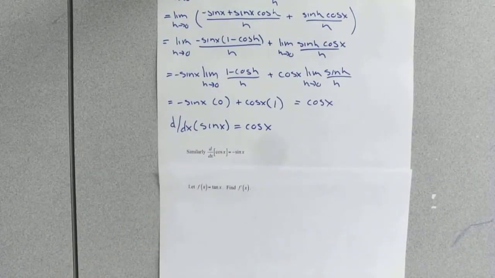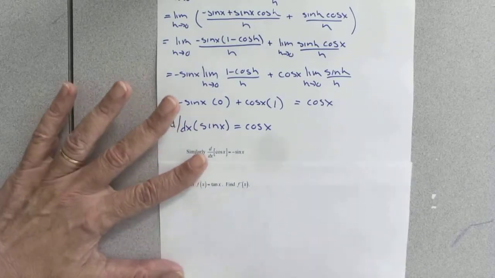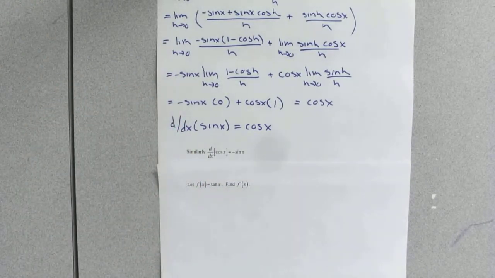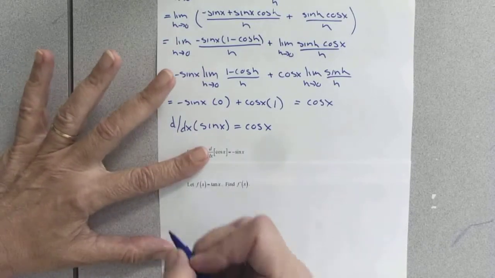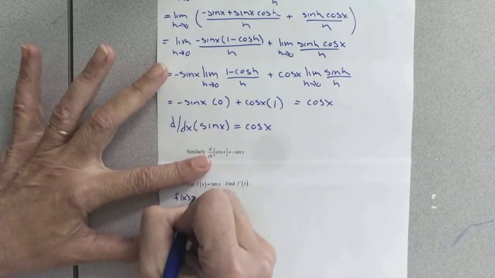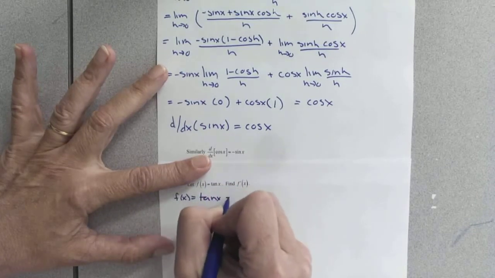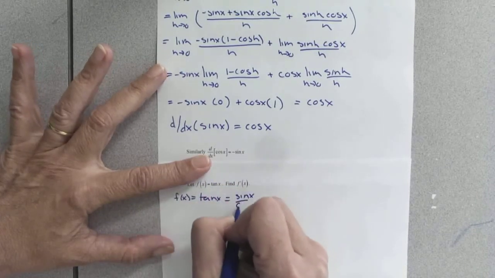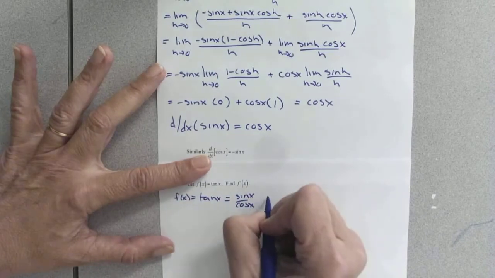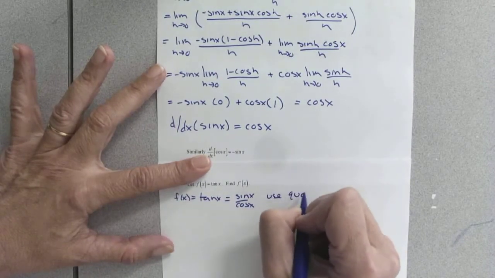Let f of x equal tangent x, find f prime of x. You could do a similar thing that we did before, but we have other tools in our chest, so we're going to do something else that'll be easier. Tangent is sine x over cosine x, and then we're just going to use the quotient rule.